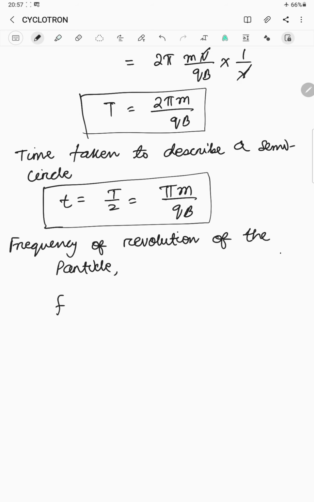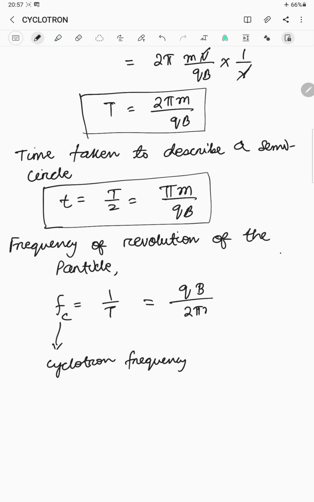Okay, we know frequency is 1 by time period. Here frequency is denoted by f with subscript c, fc. And what is this fc? This is called cyclotron frequency. A question will come directly: find the cyclotron frequency. So what is the formula for the cyclotron frequency? It is qB by 2 pi m. This is the cyclotron frequency.